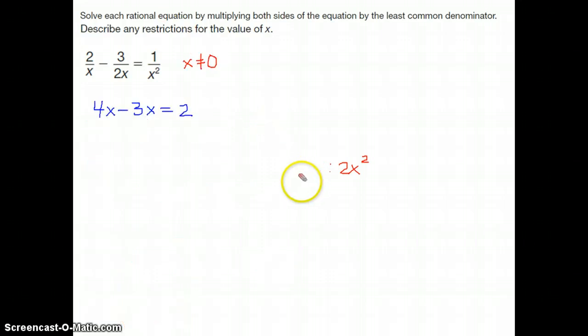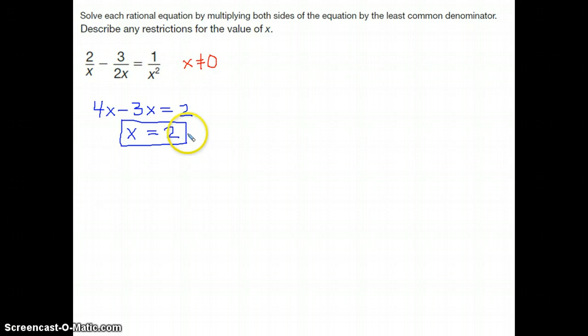Okay, so I gave myself a little more room up here, and this is the equation we just came up with. Obviously we can combine like terms because I remembered the x I forgot. So 4x minus 3x is just x. So x equals 2 in this problem.